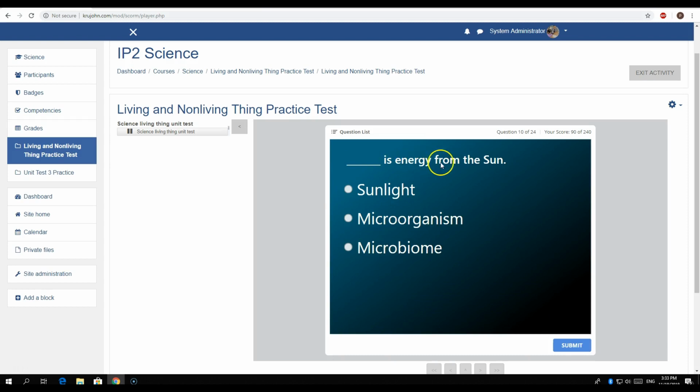Blank is energy from the sun. Oh, this is so easy. Just look at the word sun. It is sunlight.